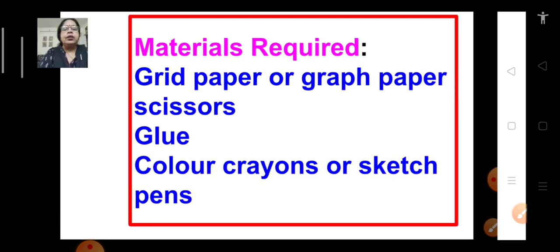Now we'll write what are the materials needed for the activity. Materials required: grid paper or graph paper. You can mention the number of papers that you have used. Scissors, glue, color crayons or sketch pens.